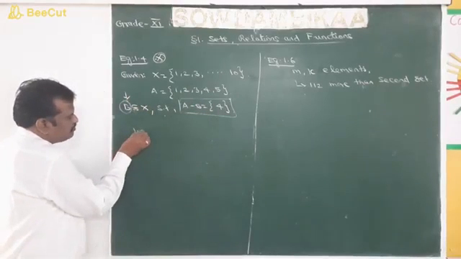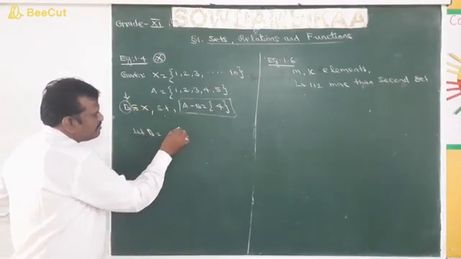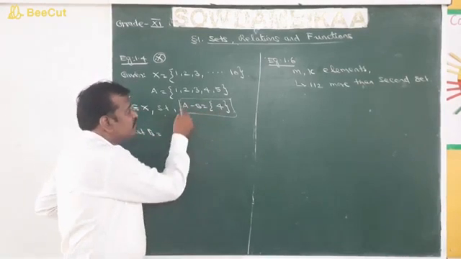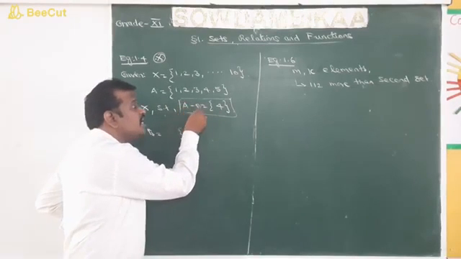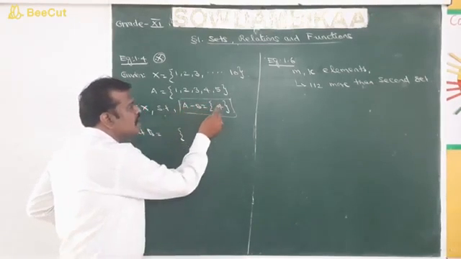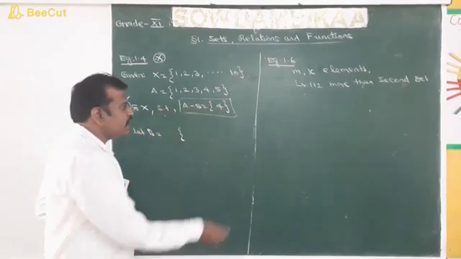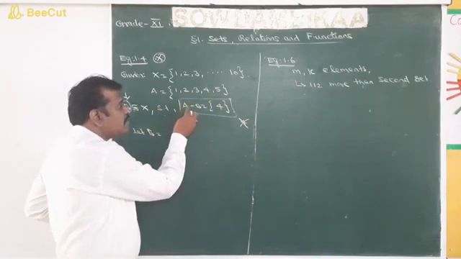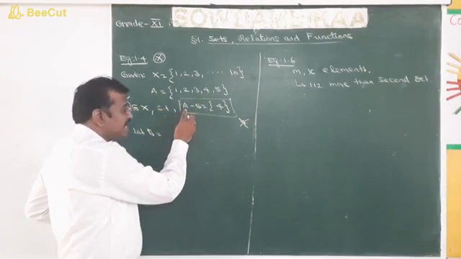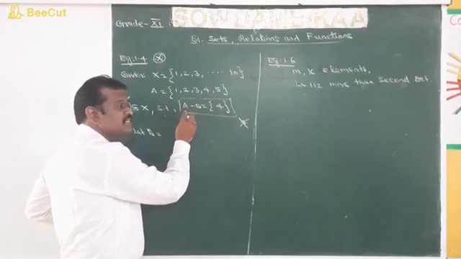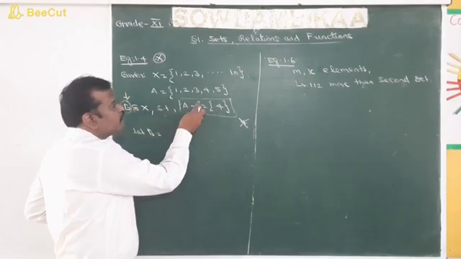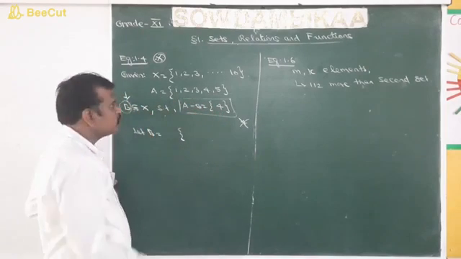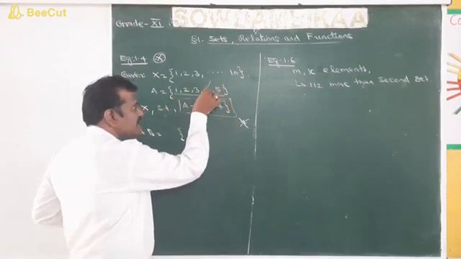So with this clue, we have to frame the set B. Let B be the set whose elements we have to find. A difference B is equal to 4. What does it mean? The set of elements of A not in B is 4. That is, 4 will not come in B. All the elements of A except the elements in B form A difference B. So therefore B contains all the elements of A except this 4.